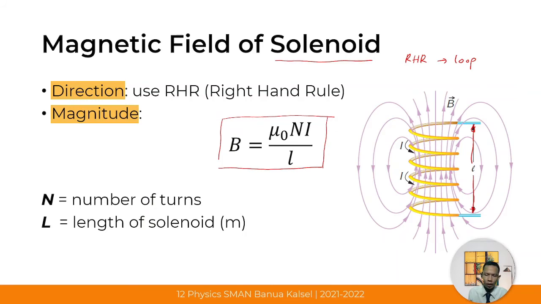Mu 0 and I per L. Mu 0 is the same, 4π times 10 to the power of minus 7. N is the number of turns, I is the electric current, and L is the length of the solenoid. Take a note for this one, and we will discuss an example of the solenoid, the magnetic field of a solenoid.